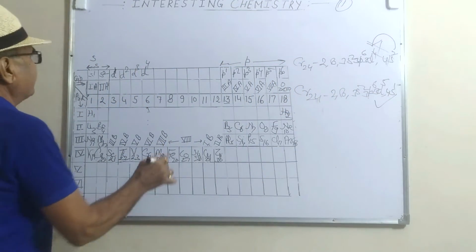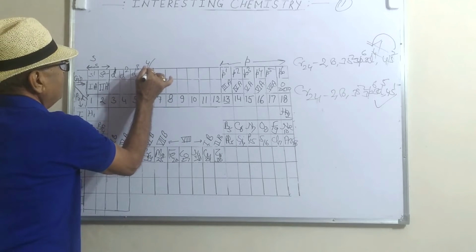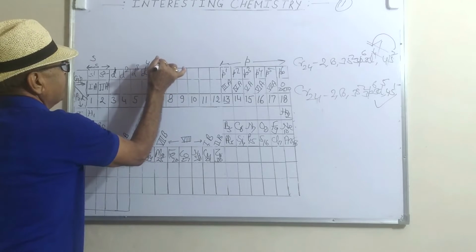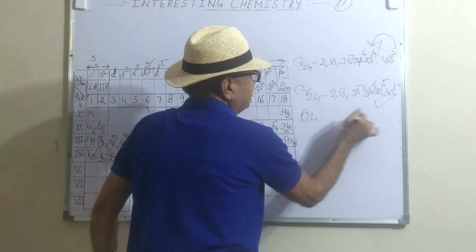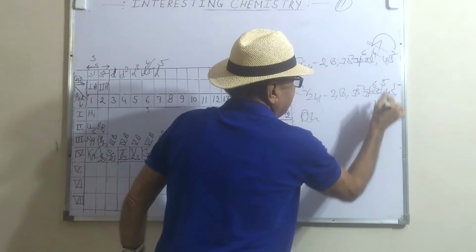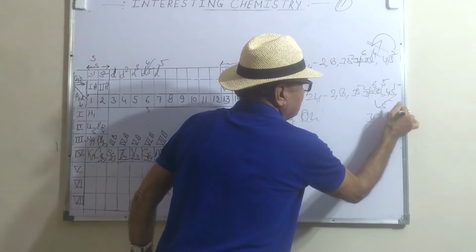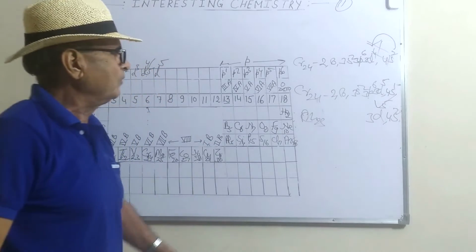This is chromium. Again, this is manganese, Mn25, so it will be 3d5, and the 25th electron will occupy 4s2.